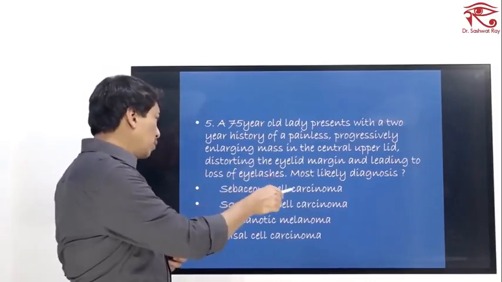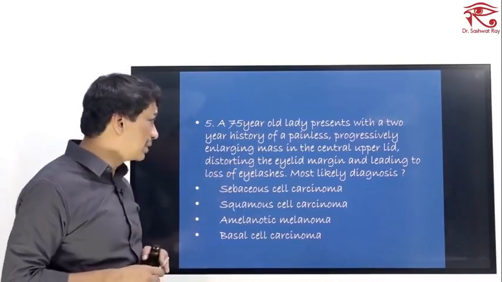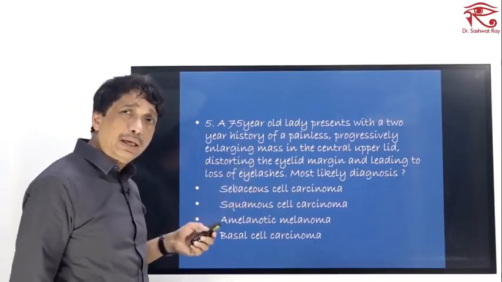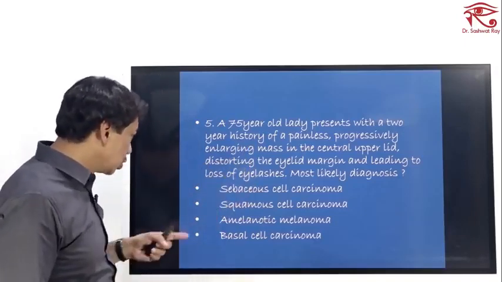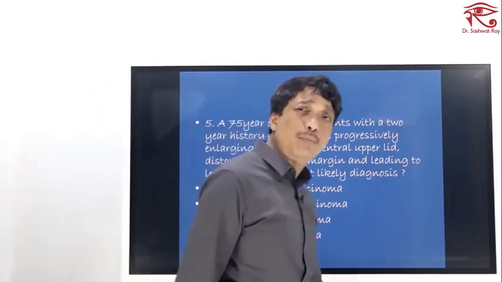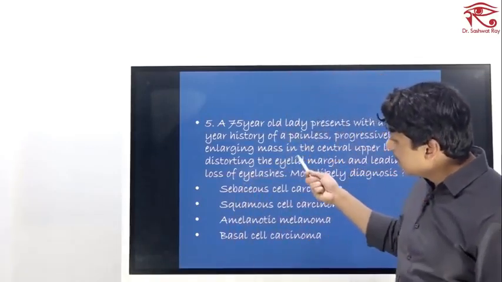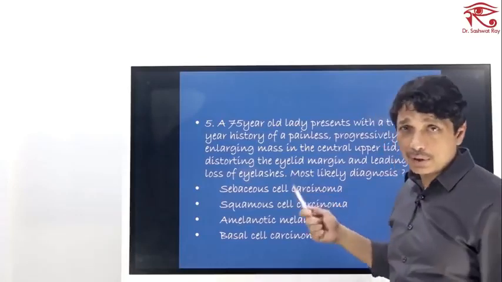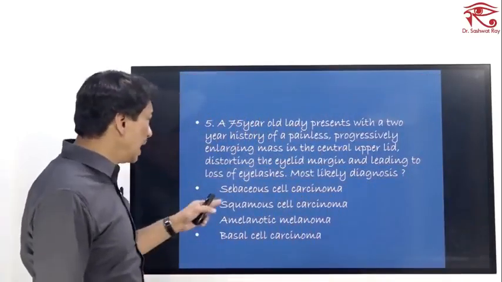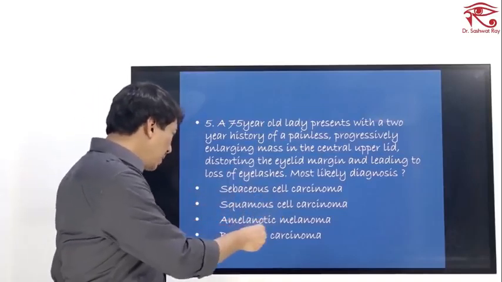Let's look at sebaceous cell carcinoma. Sebaceous cell carcinoma is unlikely to be the answer here because it presents not in the upper lid, it presents mostly in a different location. Squamous cell carcinoma is not a very good answer because it is not a very common presentation of eyelid. Squamous cell carcinoma is the most common carcinoma of the conjunctiva, but not of the eyelid. Then basal cell carcinoma and amelanotic melanoma. Amelanotic melanoma is again not a very good answer, but the best answer happens to be basal cell carcinoma.